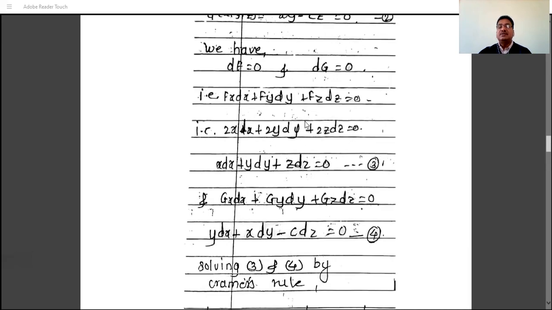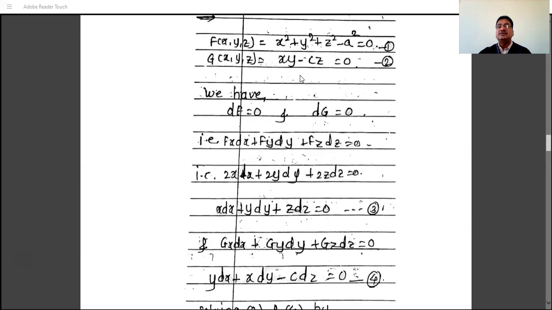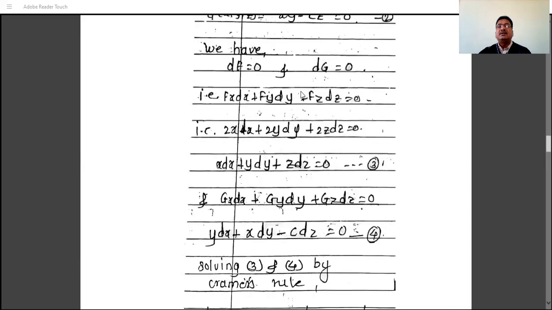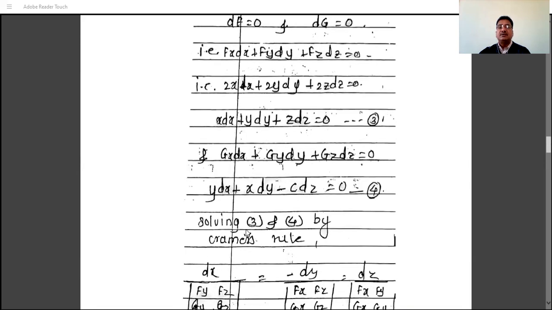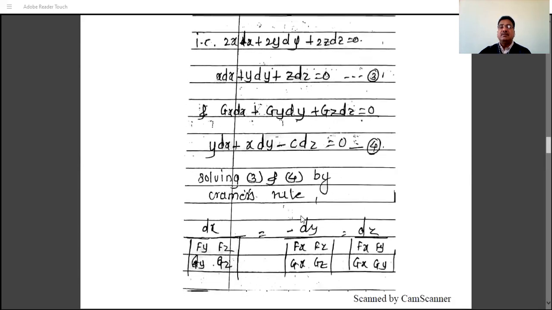Similarly, dg equal to 0 means gx dx plus gy dy plus gz dz is equal to 0. So what is gx? The derivative of this quantity with respect to x is y, plus gy, the derivative of this quantity with respect to y is x dy, and the derivative of this quantity with respect to z is minus c dz is equal to 0.